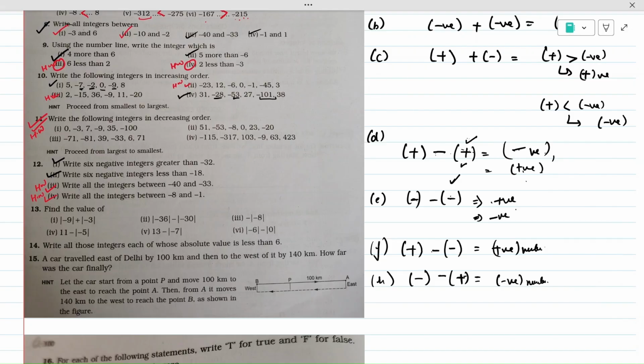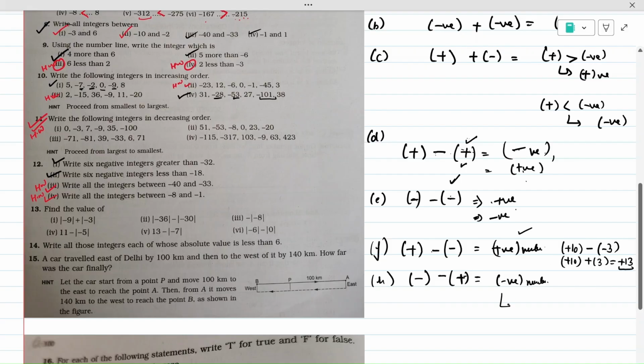See, in the case of the F part, where we are subtracting a negative number from a positive number, let's say in the positive part I have plus 10 and I am subtracting minus 3 from it. So this will be plus 10, minus into minus is plus, so it will be plus 3. This will be plus 13. Same thing we have written here.